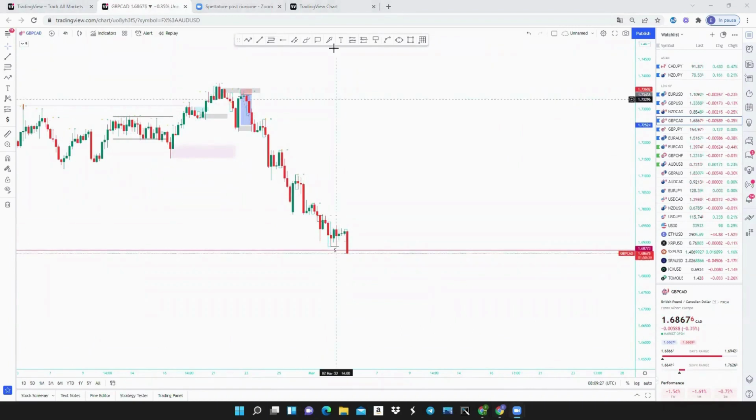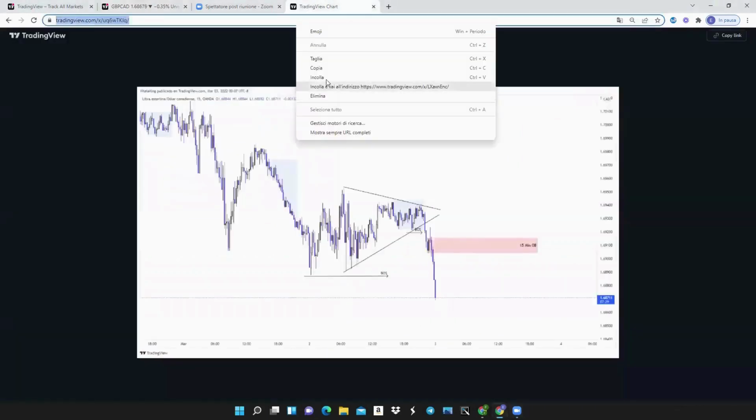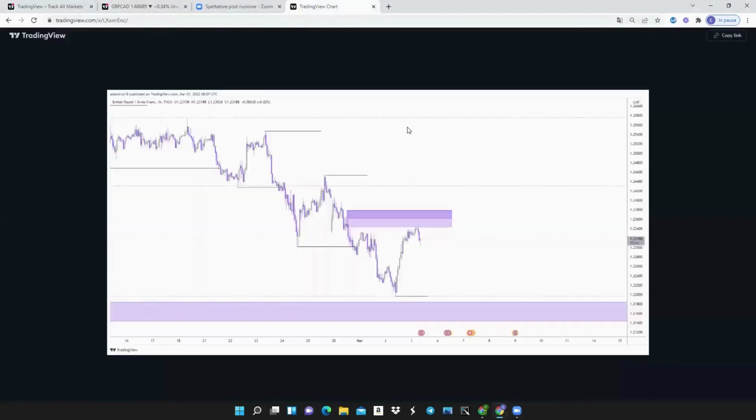GBP/CHF, we have another question. This is 1 hour, perfect. This is very nice. Structure, perfect. Now, we're not sure that we will stop at this supply, but this supply, of course, looks good above this liquidity. And yeah, looks very good, actually.